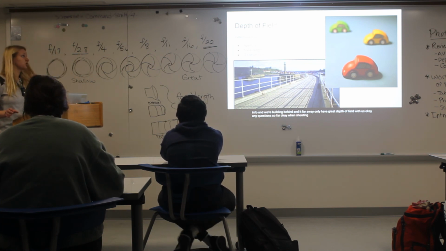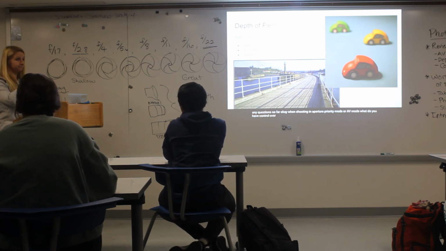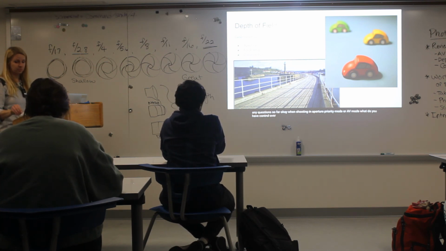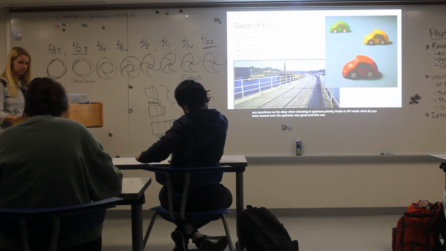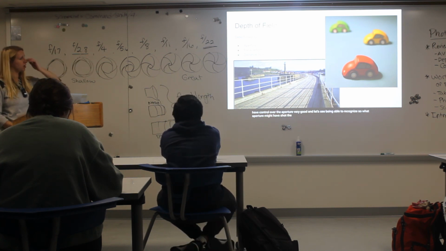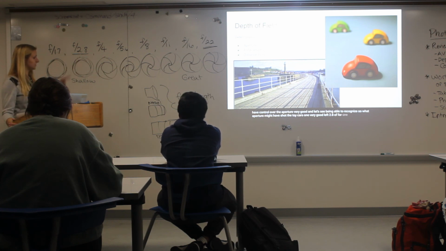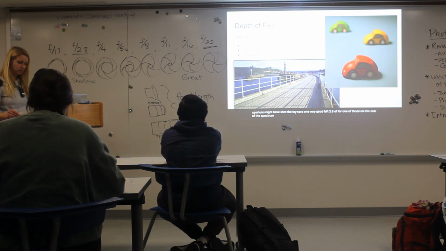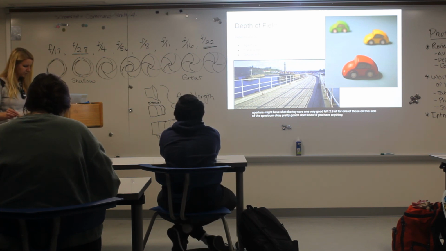Okay, when shooting in aperture priority mode or AV mode, what do you have control over? The aperture, very good. And let's see, being able to recognize, so what aperture might have shot the toy cars? This one, very good. F2.8, F4, one of those on this side of the spectrum. Okay, pretty good.